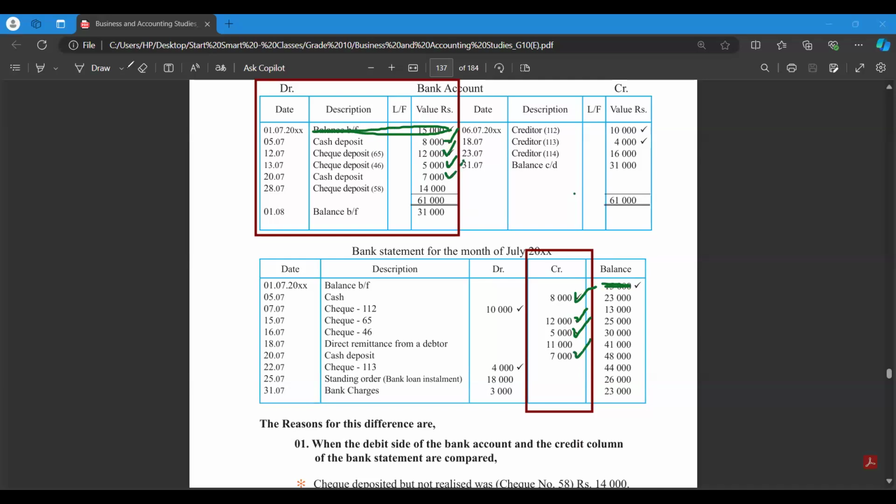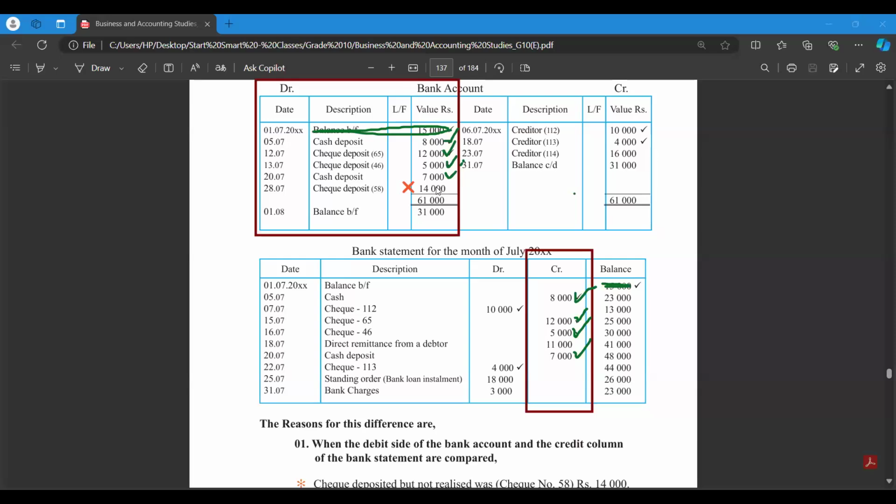Now you got certain things that are not marked, right? That is not ticked and that is not identified, which is check deposit, check number 58, 14,000. It is not seen in the credit side, right? Did you all identify that, guys? It's not written in the credit side. The 14,000 amount is not even written in the credit side. So that is an error. I'll explain what it is. So that is one of the reasons for the difference.